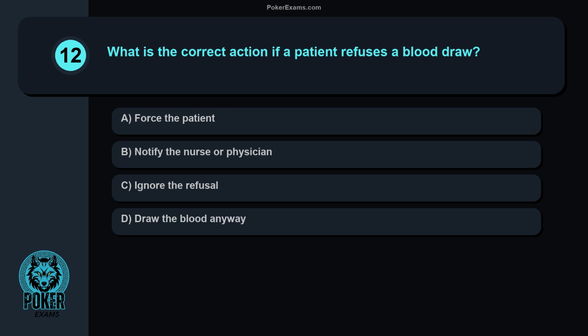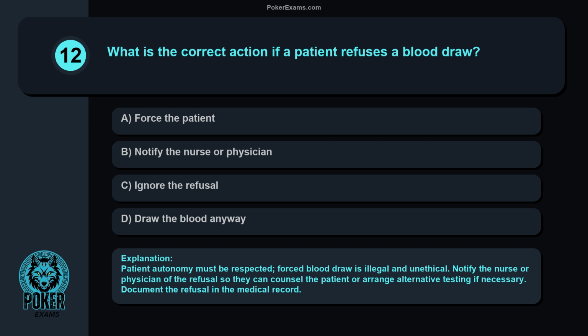Question 12. What is the correct action if a patient refuses a blood draw? Force the patient. Notify the nurse or physician. Ignore the refusal. Draw the blood anyway. Patient autonomy must be respected. Forced blood draw is illegal and unethical. Notify the nurse or physician of the refusal so they can counsel the patient or arrange alternative testing if necessary. Document the refusal in the medical record.